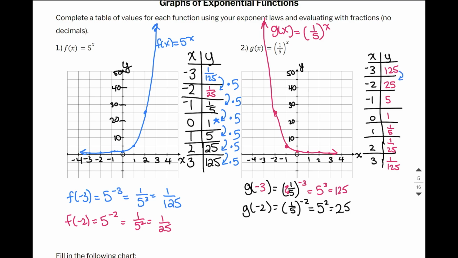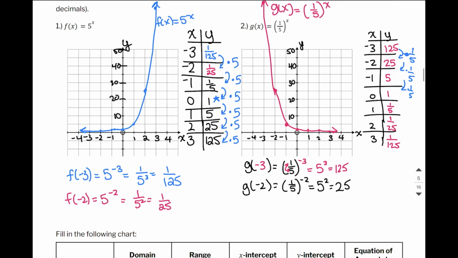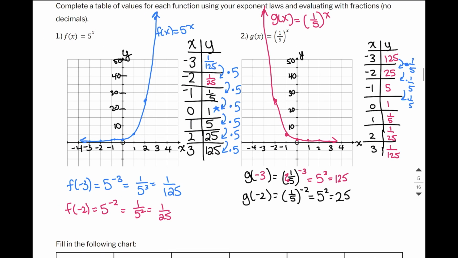Here, instead of multiplying by 5 every single time, I'm dividing by 5. Or we could say that we're multiplying by 1/5. It's getting 5 times smaller, so we're multiplying by 1/5. Okay, great. So because this one is getting 5 times smaller, this one is called exponential decay, because it is decaying, it's getting smaller. And then this one, because you're multiplying, it's getting 5 times larger every single time. This one is called exponential growth.